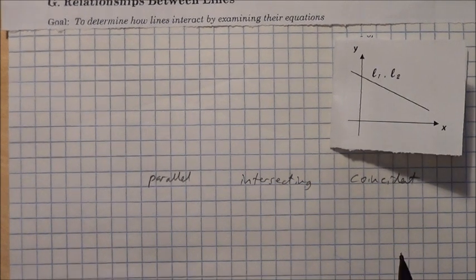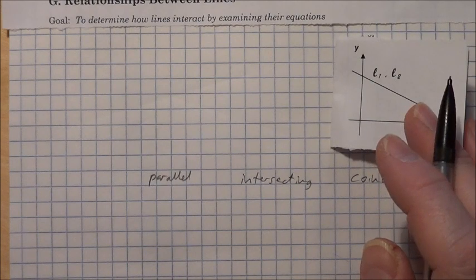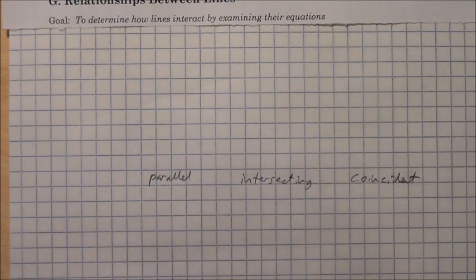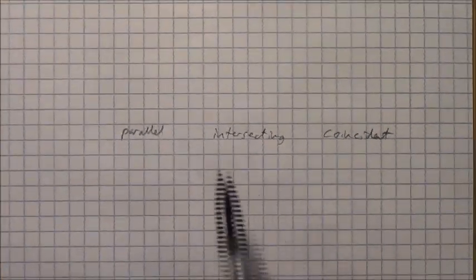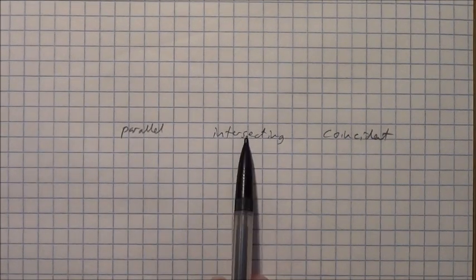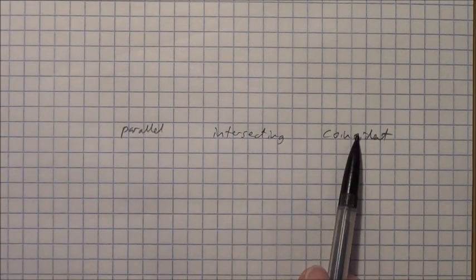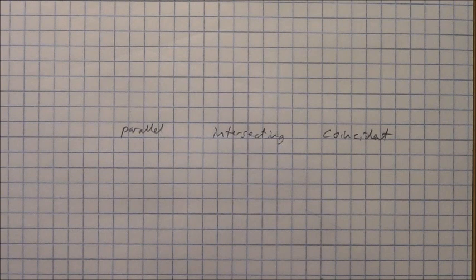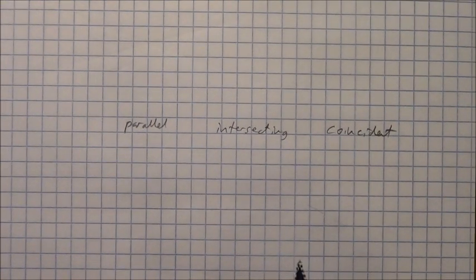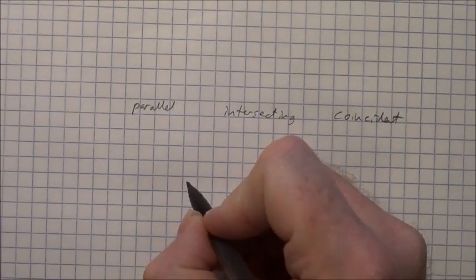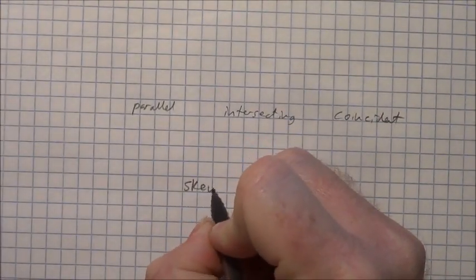One other thing that we have to take into account when we talk about lines in 3 space: we can have parallel, we can have intersecting, we can have coincident lines in 3 space, and if there happen to be lines in 3 space that are not parallel and they do not intersect, those are called skew lines.